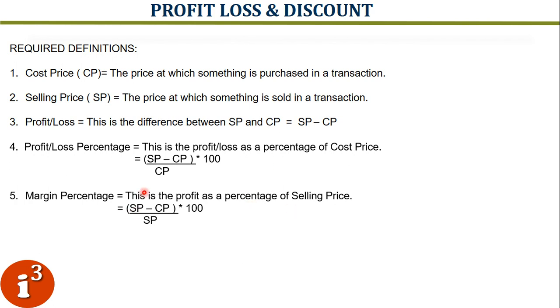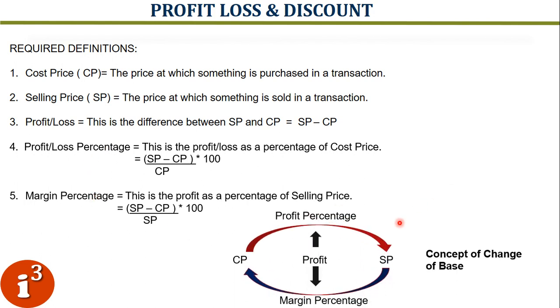Now there is a relation between cost price and selling price, so there must be a relation between profit percentage and margin percentage. Let's see how. You can recall this figure from the concept of change of base, which we learnt in our module of percentage 2: cost price is increased by profit to reach selling price. Again, selling price can be reduced by the profit to reach cost price. So you increase by profit percentage, you reach selling price. You reduce by margin percentage, you reach cost price.